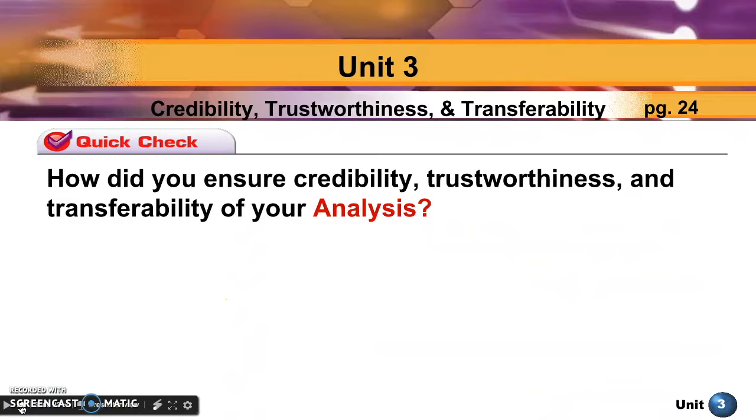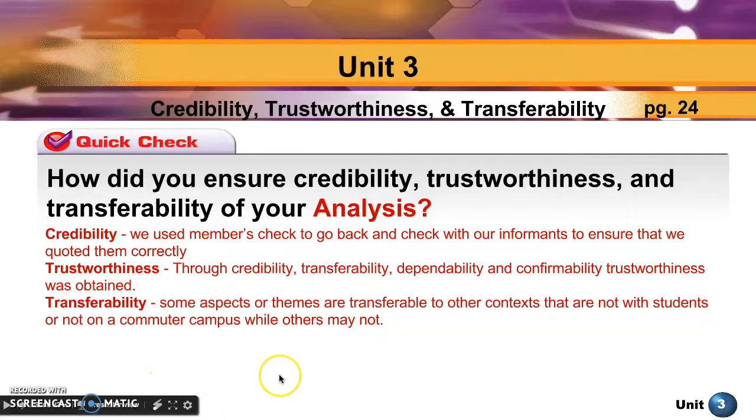How did you ensure credibility, trustworthiness, and transferability in your analysis? For credibility, we used member checks to go back and check with our informants to ensure that we quoted them correctly throughout their interview. Trustworthiness was done through credibility, transferability, dependability, and confirmability, which were obtained throughout. And transferability is some of the aspects or themes that we found from our research that are transferable to other contexts.